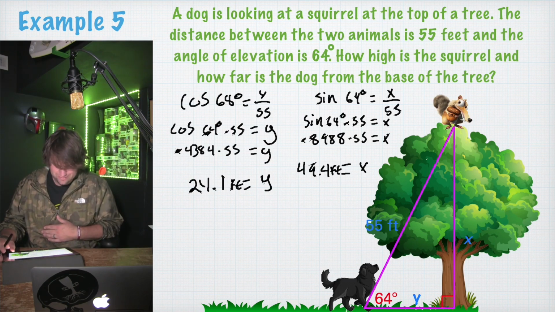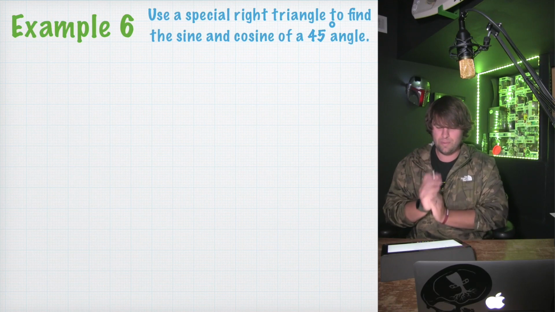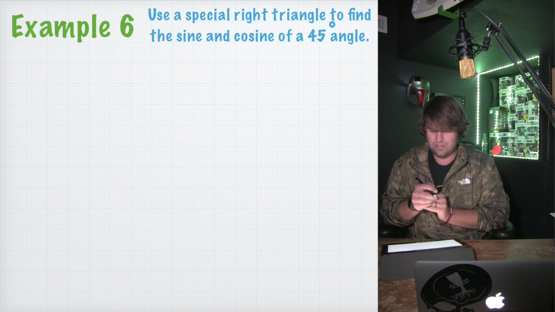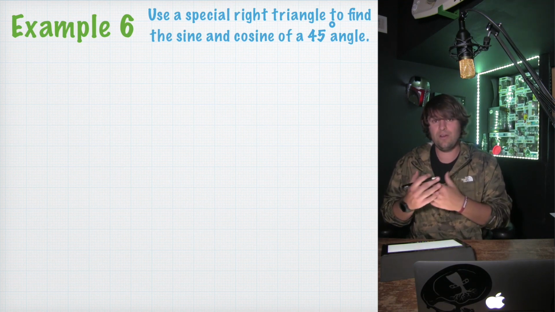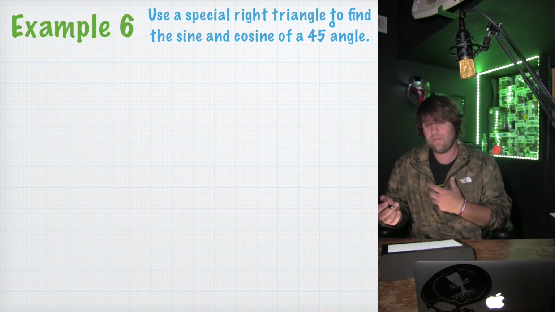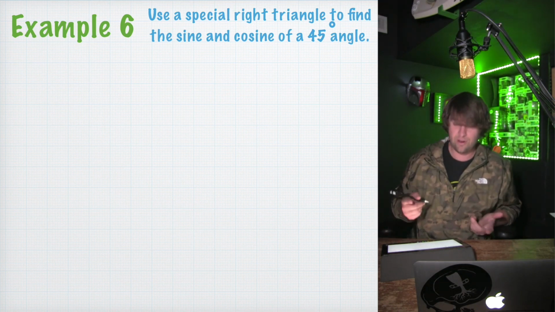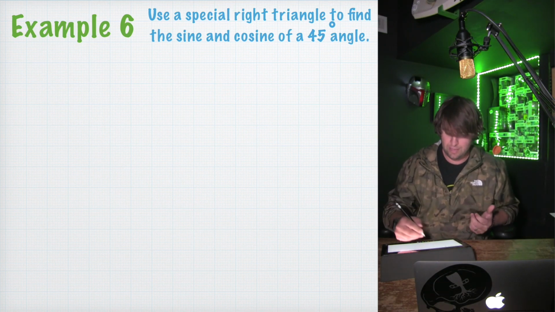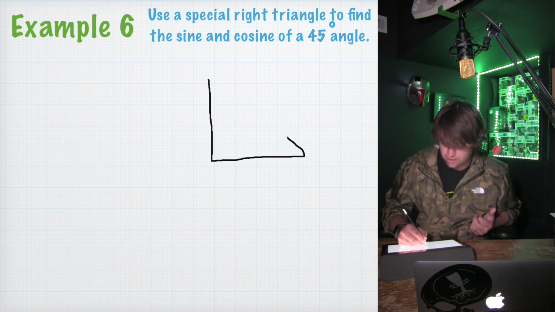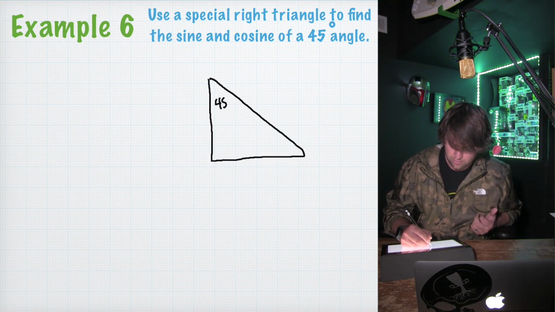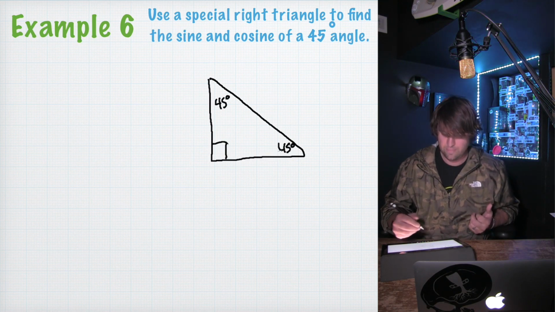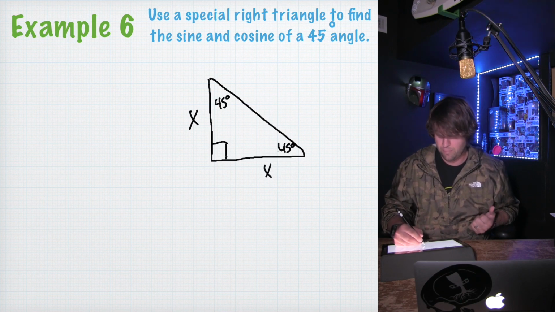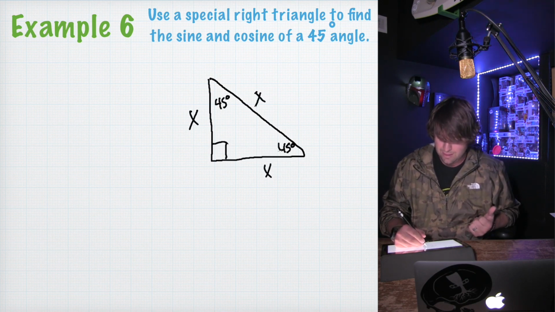Anyways, let's keep going. Last example, guys. Use a special right triangle to find the sine and cosine of a 45-degree angle. So we know that if it's a right triangle and one of the angles is 45, the other angle is 45, and that triangle has special relations, okay? So I'm going to go ahead and draw that triangle, which is 45 degrees and 45 degrees, and this is 90 degrees. We know that the legs are both equal to each other, and the hypotenuse is the leg times square root 2.